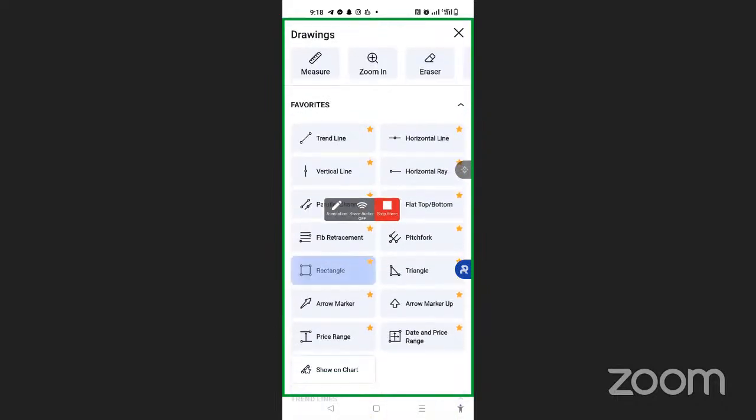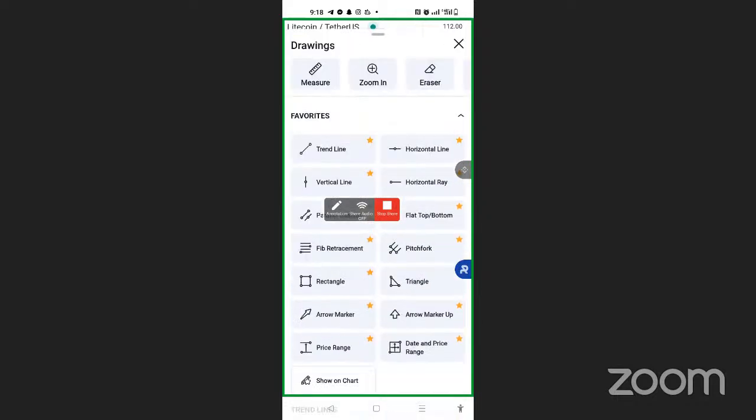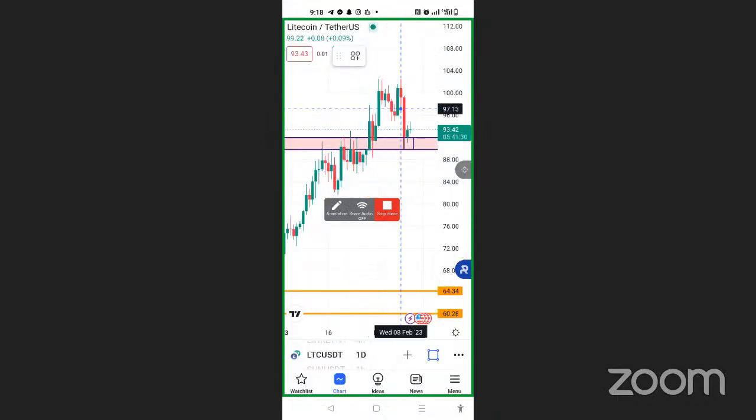Pick our rectangle, construct a support at the close of the red candle. Then you go to the swing high, the highest point in the market, and construct a resistance area. That will be our main support and main resistance.